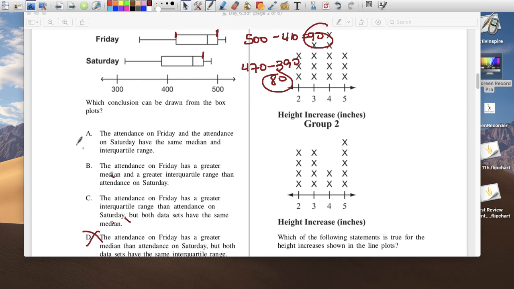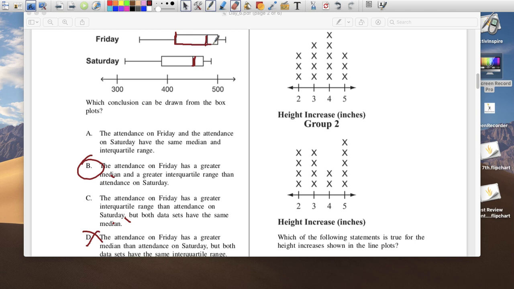So this doesn't look like it's true, but B looks like it's true now because the median on Friday was greater, so that's definitely true. And then it looks like this box here is bigger than this box here. Not by much, by a little bit, just by doing an estimation. So I'm going to choose B.